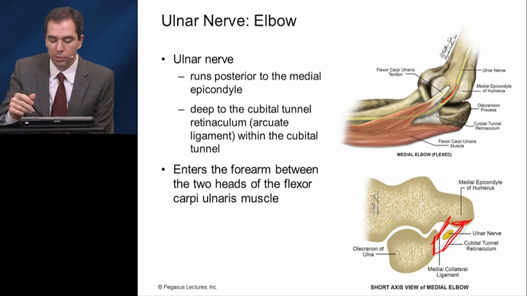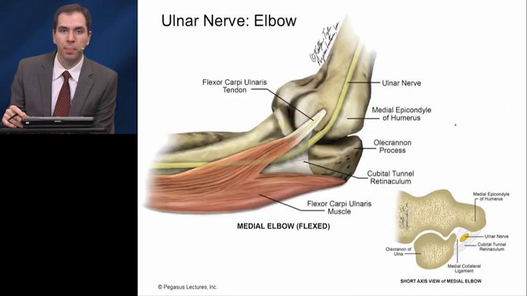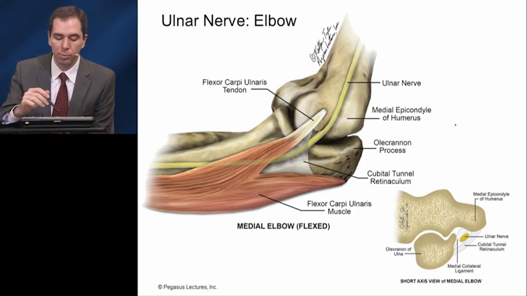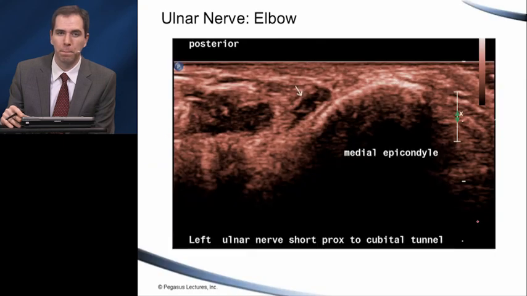The ulnar nerve then enters the forearm between the two heads of the flexor carpi ulnaris muscle. So this is an enlargement of the graphics, just giving you a little bit more detail, showing the two heads of the flexor carpi ulnaris, the ulnar nerve running posterior to the medial epicondyle, and the boundaries of the cubital tunnel that I described on the previous slide.